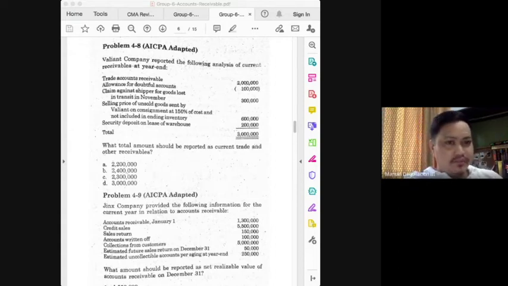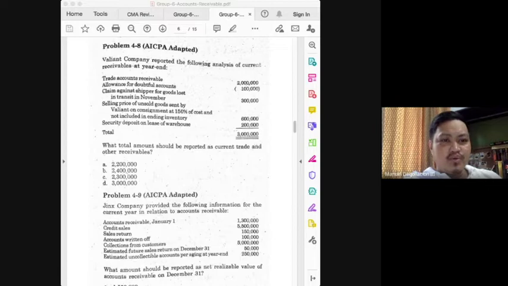Next would be claim against the shipper for goods lost in transit in November. Our claims against third parties will normally be considered as a current asset unless there is other information that will tell us that these are not expected to be realized within 12 months or the normal operating cycle. If the problem is silent, then our claims receivable will be considered as a current asset.